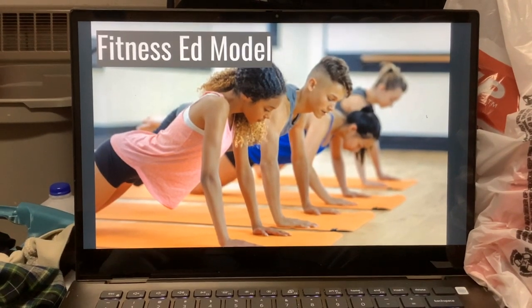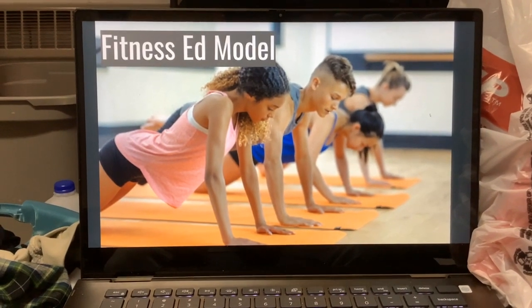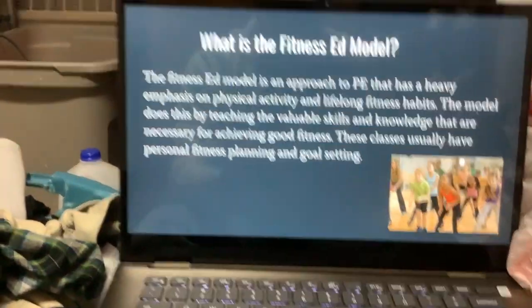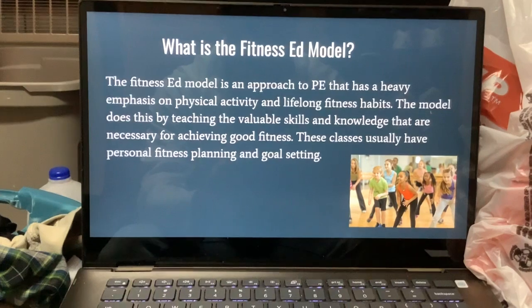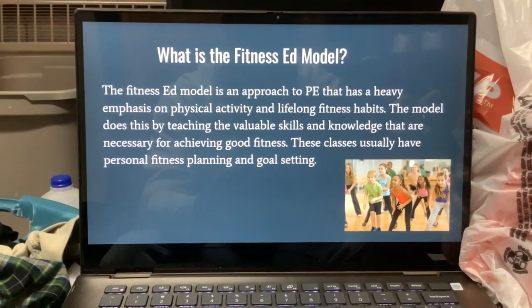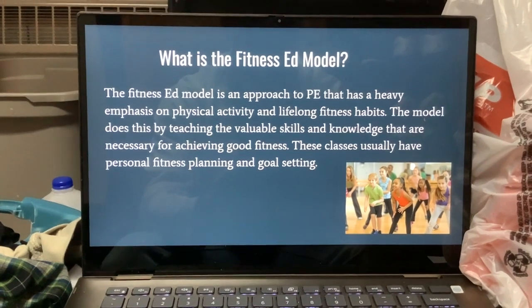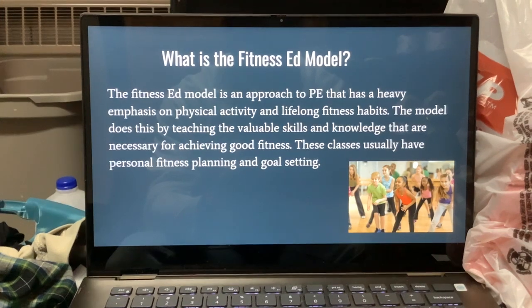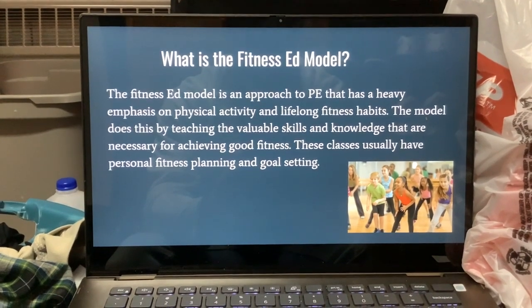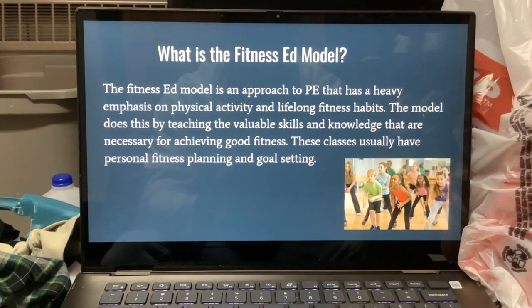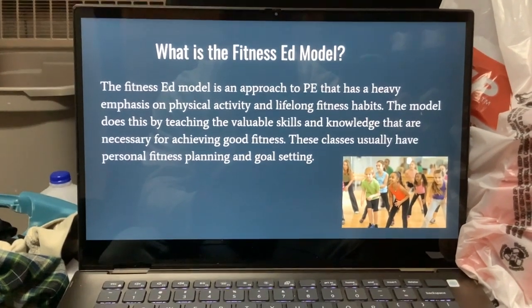Alright, so for my curriculum model project for Oregon Mid, I have the fitness ed model. So what is the fitness ed model? The fitness ed model is an approach to PE that has a heavy emphasis on physical activity and lifelong fitness habits. The model does this by teaching the valuable skills and knowledge that are necessary for achieving good fitness. These classes usually have personal fitness planning and goal setting.